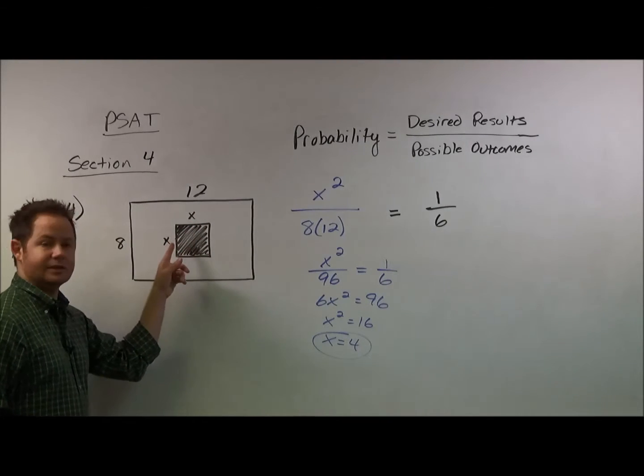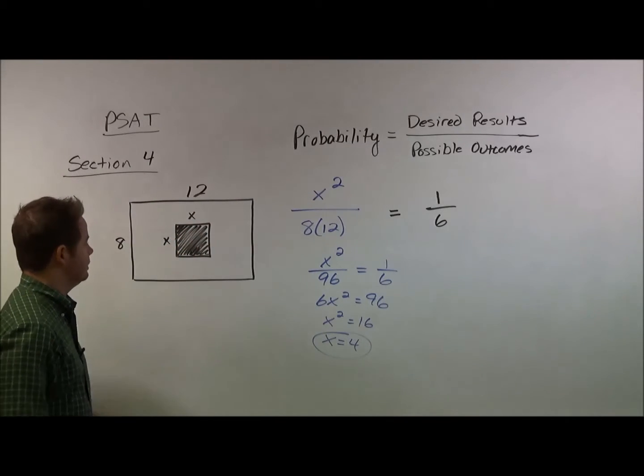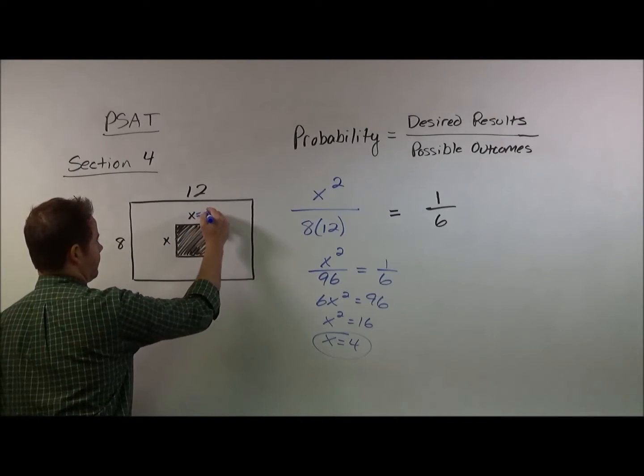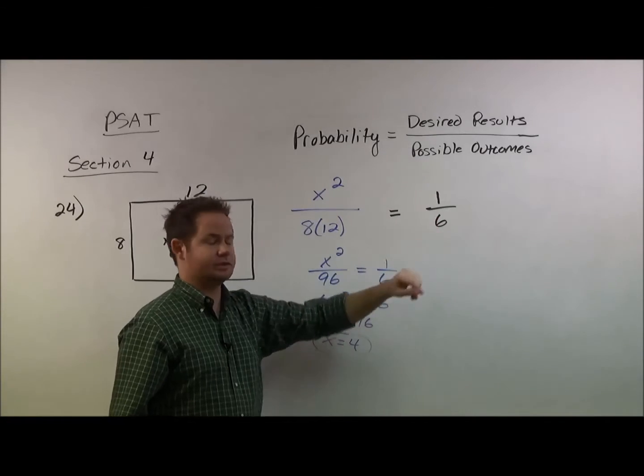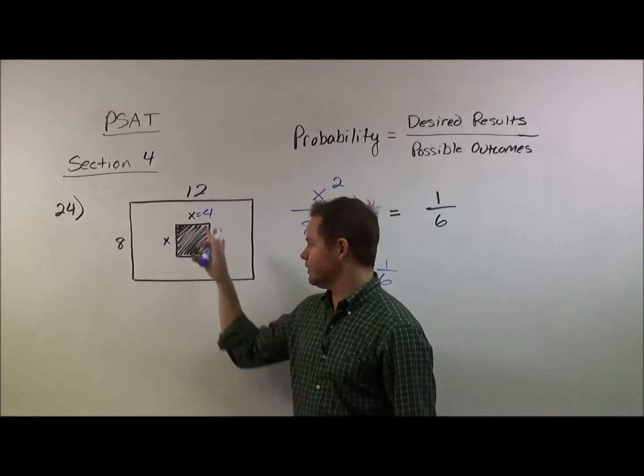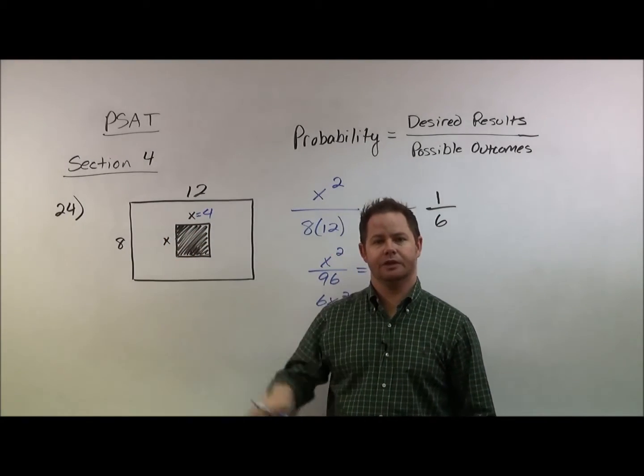So this square has an area of 16 because it has both a width and a length of 4. And that would give us the probability of 1/6 for picking a random point somewhere inside this rectangle and having it fall inside of that square.